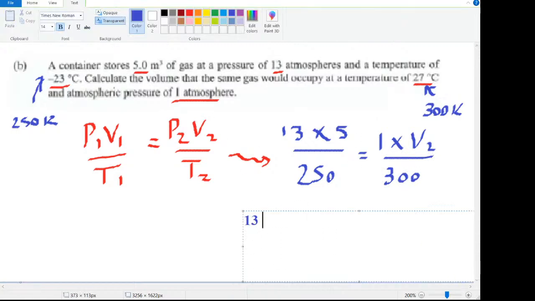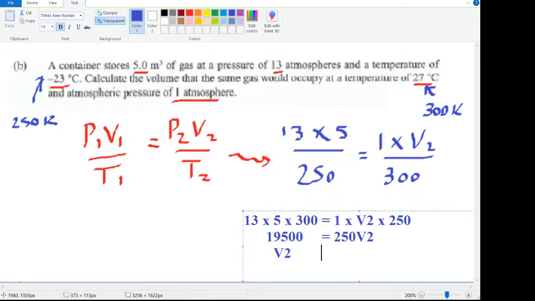Alright, so all you have to do now is multiply up. 13 times 5 times 300 is equal to 1 times V2 times 250. So basically 250 V2. 13 by 5 by 300 is 19,500. That is equal to 250 V2. So V2 is equal to 19,500 divided by 250. We'll get something like a whole number here. I mean, 78 meters cubed.